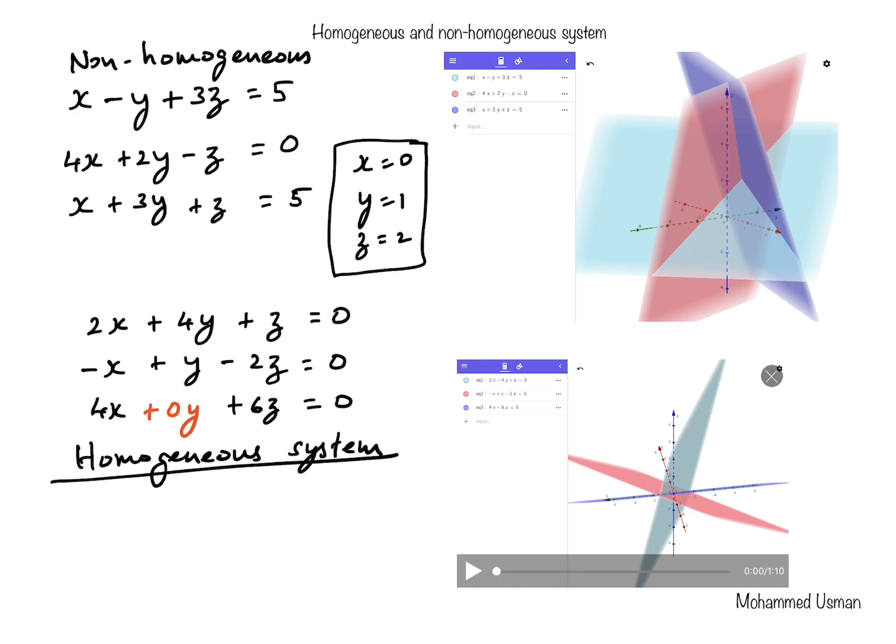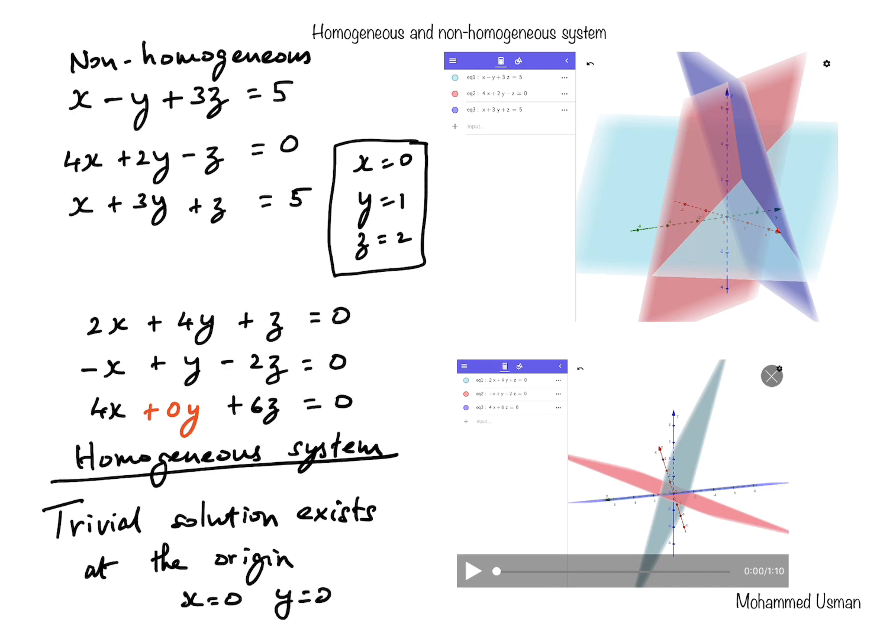And for a homogeneous system, a trivial solution exists at the origin. That means x equal to 0, y equal to 0, and z equal to 0 in this particular case, because we have 3 variables, is going to be a solution. So it is a solution even before we solve it, right?